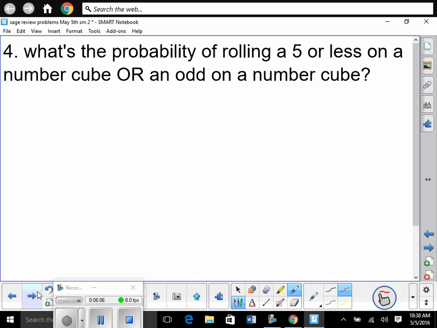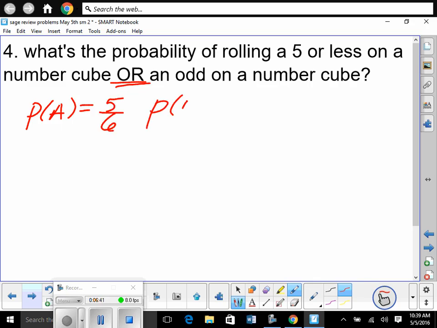Okay. This is one where you have to be really careful. This is where most people just royally screw it up. It says, what's the probability of rolling a 5 or less on a number cube or an odd on a number cube? So it's "or," right? Now, if both events overlap, then you need to use the right formula. So the probability of event A is rolling a 5 or less on a number cube. How many times does that happen? 5 out of 6, right? Everybody understand that? Okay, 5 out of 6 times.